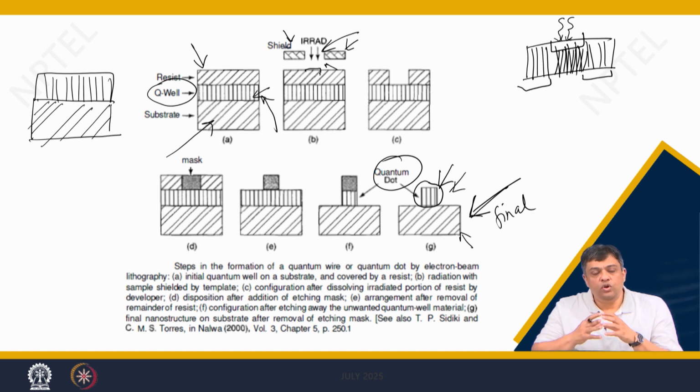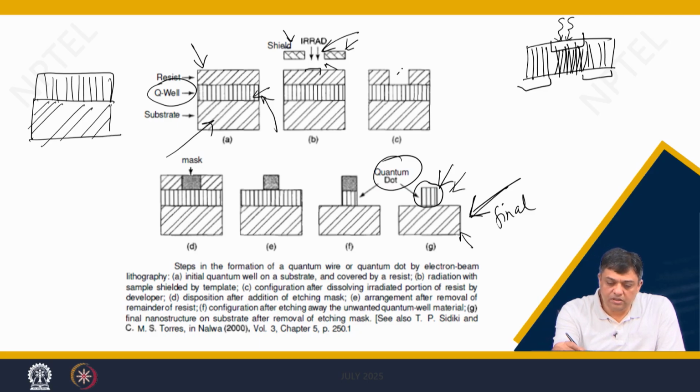So, what you do? Then you use a solvent or a dissolving agent which can dissolve the region which got irradiated by the incoming beam. So, now you have a photoresist and a region without photoresist. Clear?